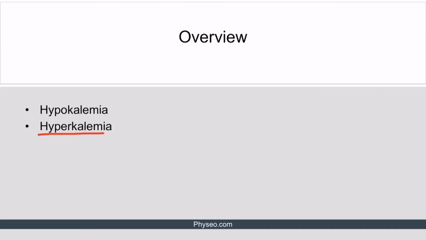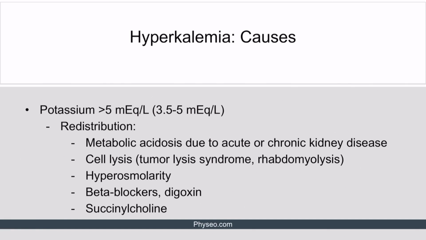Let's move on to hyperkalemia. Hyperkalemia is defined as serum potassium of greater than 5. Just like hypokalemia, hyperkalemia has many causes. Let's first discuss the causes of hyperkalemia due to redistribution of potassium. Metabolic acidosis due to acute or chronic kidney disease can result in hyperkalemia because acidosis induces intracellular hydrogen transport in exchange for extracellular potassium efflux.